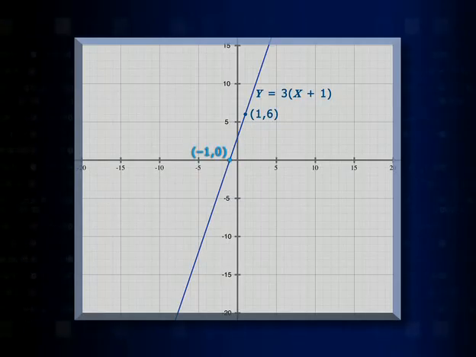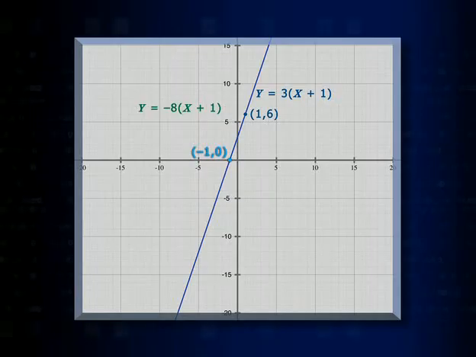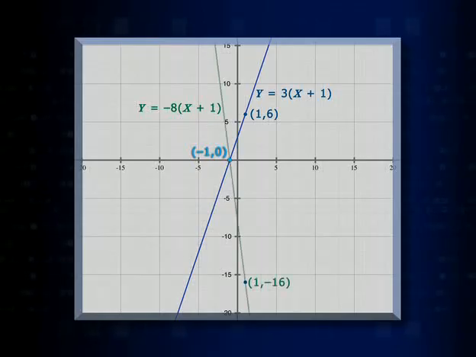Similarly, if we consider the line given by y equals -8 times the quantity x plus 1, we again know that it contains -1, 0. And if we let x equal 1, then we can see that y equals -8 times 1 plus 1, which is 2. 2 times -8 is -16. And so we find another point, namely 1, -16, that's on the line. We plot those 2 points, connect them with a straight line, and we've just graphed that line.